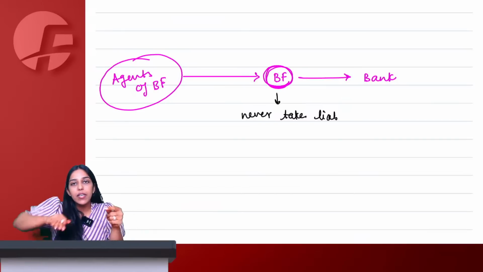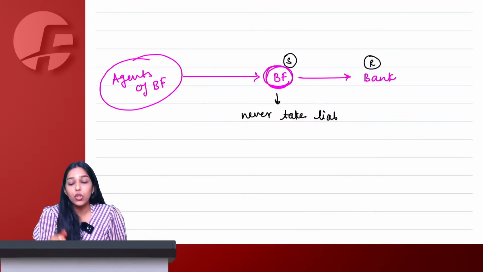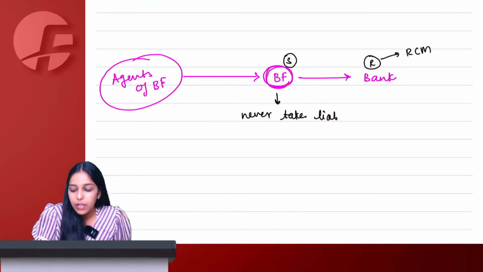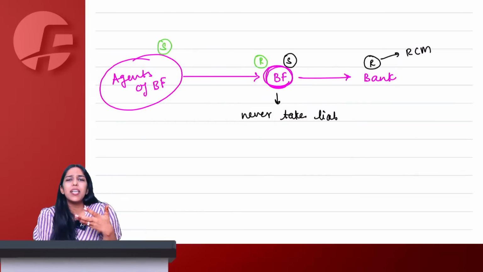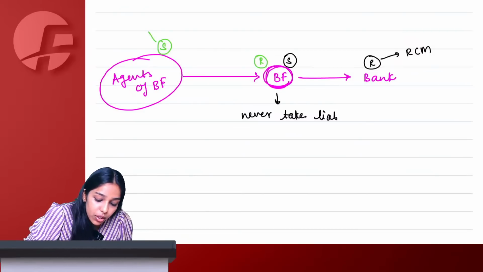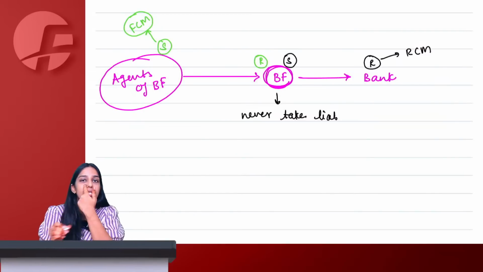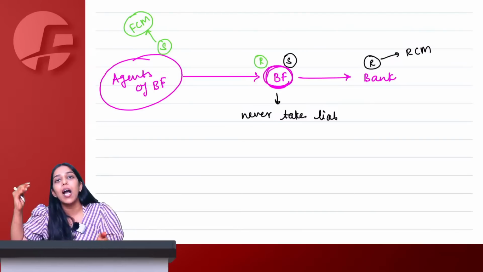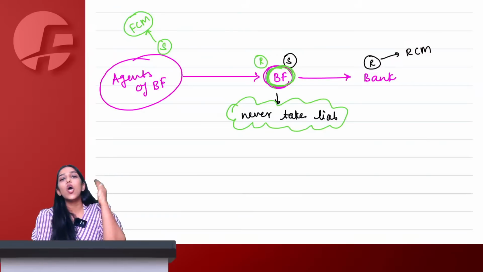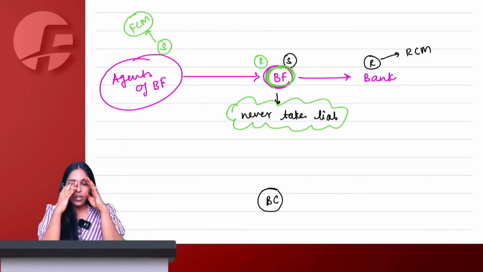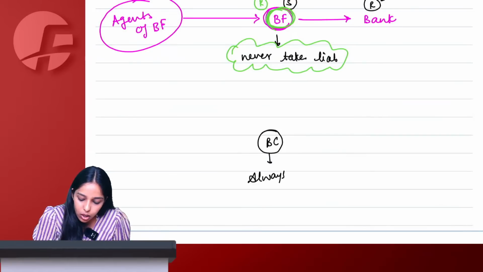Which means when BF is giving services to bank, BF is the supplier, bank is the recipient. Being BF, he will say, I will not take any liability. So bank, being the recipient, will pay tax under reverse charge mechanism. Next case, when the agent is the supplier and BF is the recipient, BF will say, no, you collect under forward charge mechanism and pay to government. So when an agent of business facilitator gives service to business facilitator, FCM. When business facilitator gives services to bank, RCM. A business facilitator will never take liability. And exactly opposite of this is the business correspondent, where we will only use the full form. So business correspondent, we are saying, will always take liability, always.